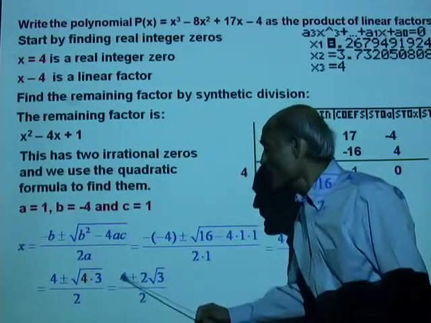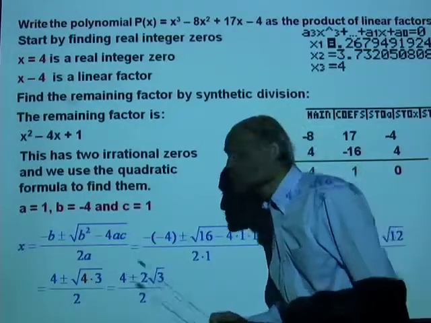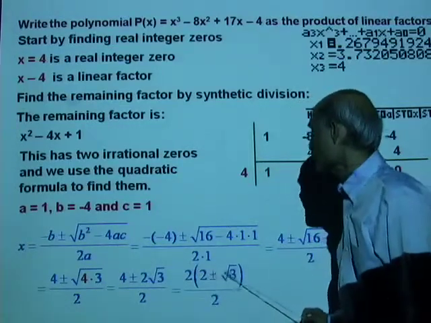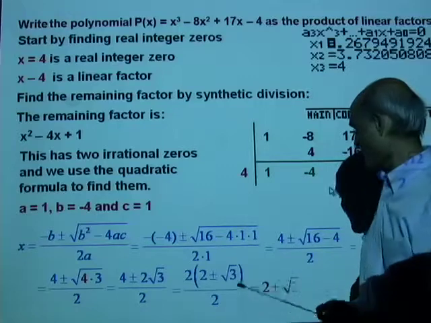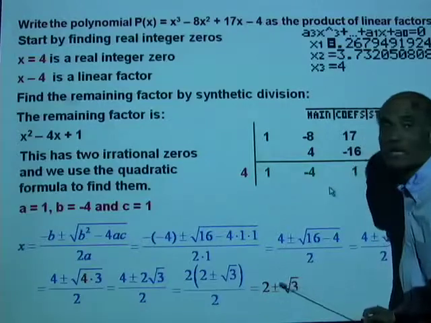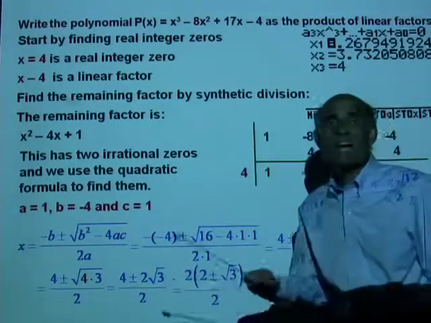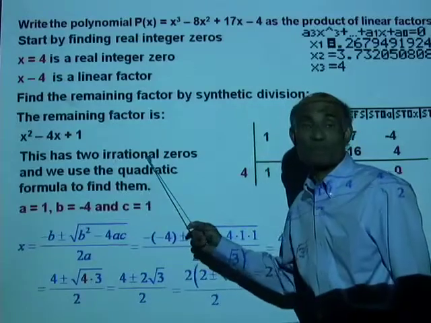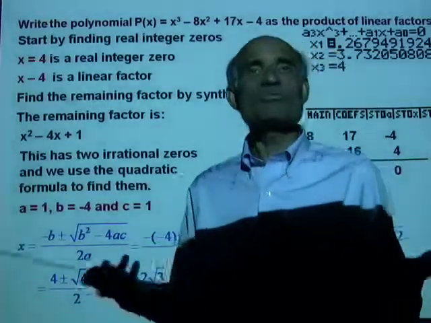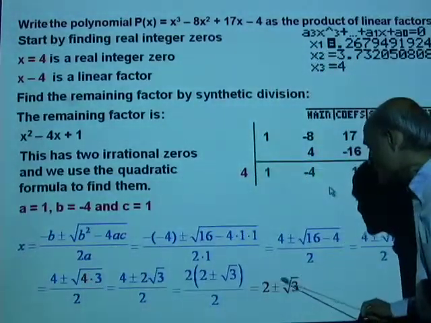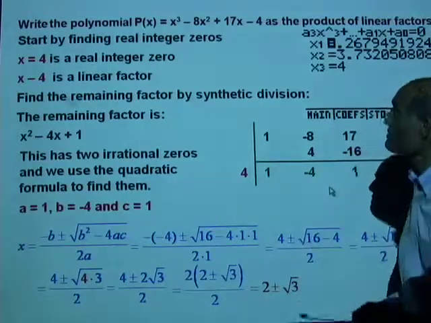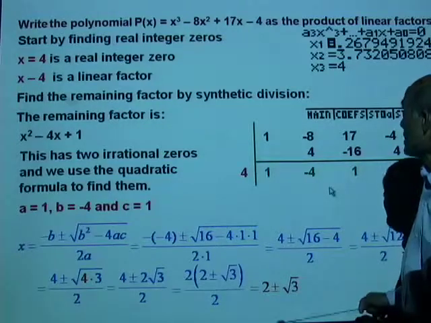Now you need to factor out a 2 from the numerator. That will give you 2 times (2 plus or minus square root 3) over 2. And that is 2 plus or minus square root 3. These are 2 irrational zeros. Why are they irrational? Square root 3 is not a rational number, it's an irrational number. So 2 plus square root 3 is an irrational zero, and 2 minus square root 3 is also an irrational zero.